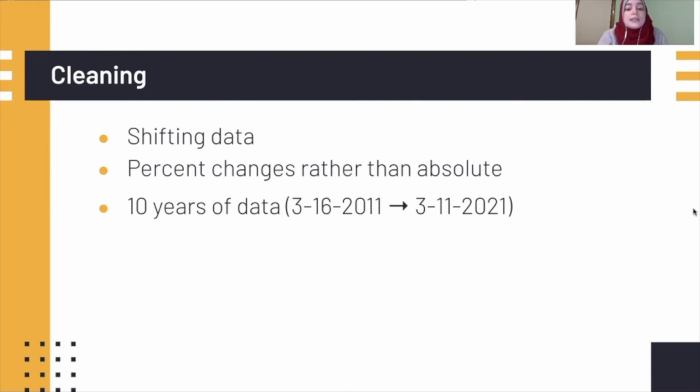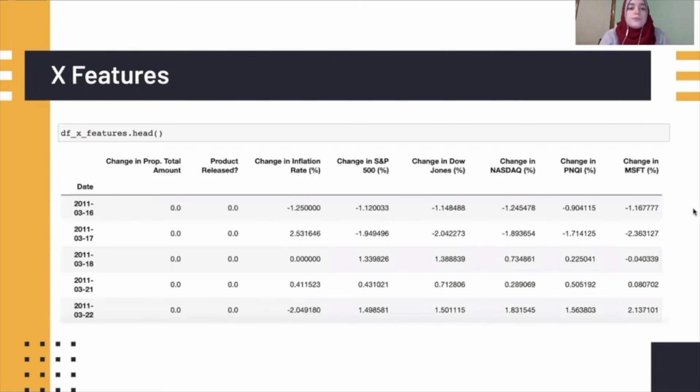The other choice we made in cleaning is that we use percent changes rather than absolute changes in our prices and features. This allows us to focus on the differences in the changes rather than the context of the stock price or the context of our features. And finally, we evaluated 10 years of data from March 16th of 2011 to March 11th of 2021.